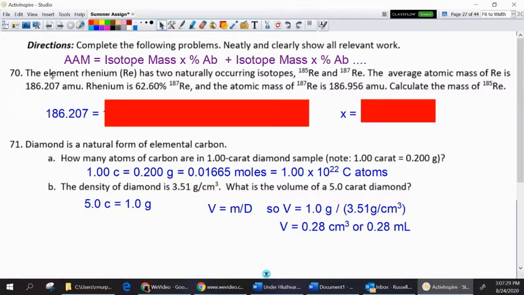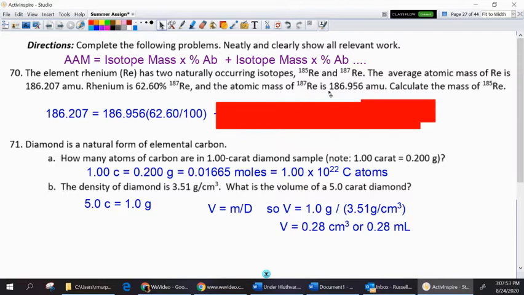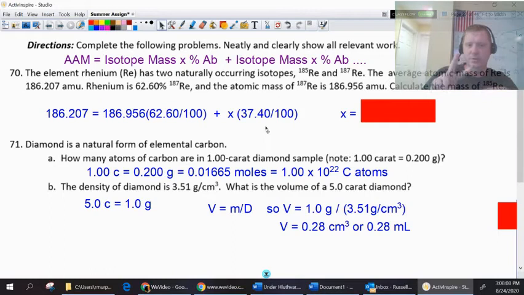So in number 70, they tell us we have these two isotopes, and here's the average, 186.207, better than that periodic table below. And it says one rhenium isotope is 62.60% rhenium, and there's the mass of that type of rhenium. Calculate the other. If I know that mass, 186.956, that's the isotope mass, has this percent abundance, 62%, which is 62 over 100, then the other one must be 37.4%. They've got to add up to 100% since there's only two of them. And so then I could find the missing mass.